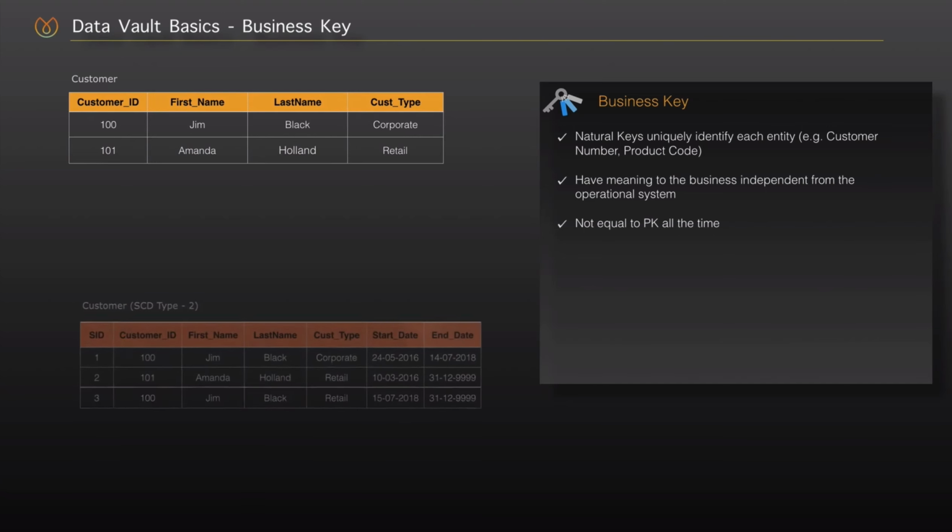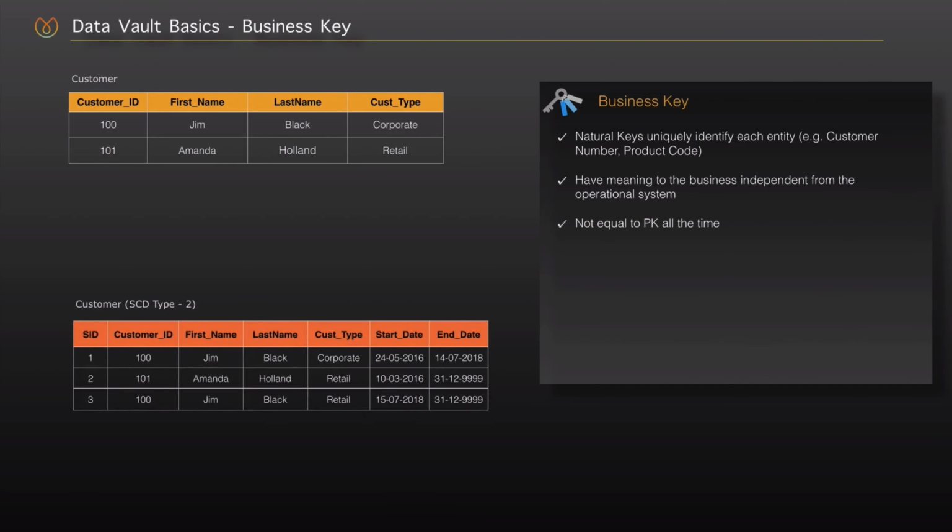But when we look at the second table, we track the historical changes about the customer. Therefore, we use the slowly changing dimension type 2 table in here. So customer Jim Black moved from corporate to retail group and as a result of it, the customer ID is replicated. So it means that customer ID is not the primary key anymore. So we need a surrogate key column as SID in order to identify each record uniquely instead of customer ID. So we may notice in here, our surrogate key column became the primary key.